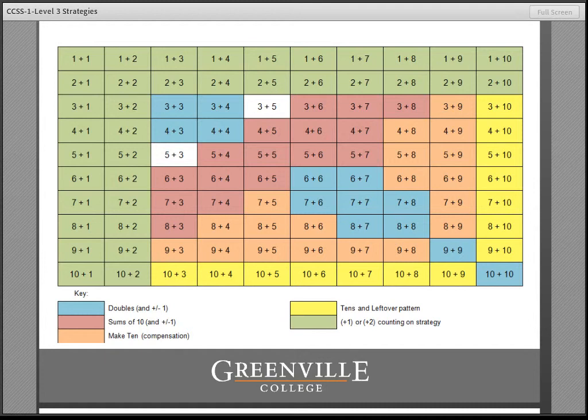Now, a couple of comments about this chart. There is actually more than one way to apply a level 3 method to some of these facts. For example, 6 plus 7. 6 plus 7 lends itself to a doubles plus or minus 1 strategy. But you could also decompose the 6 into a 3 and a 3, give one of the 3's to a 7, and turn the whole problem into a 10 and a 3. That's possible, and different students might choose different level 3 methods for a particular fact.